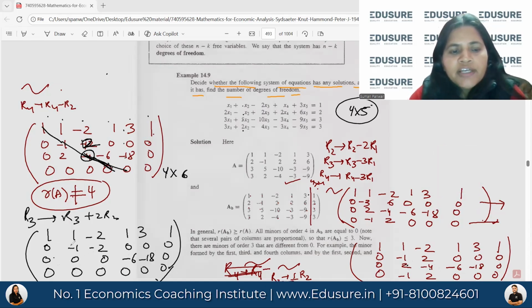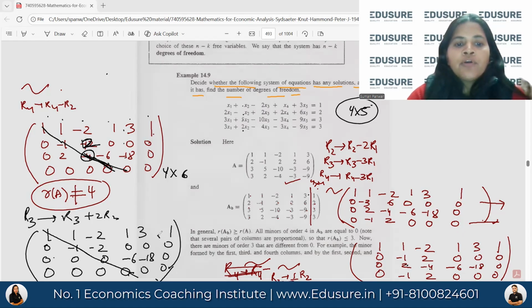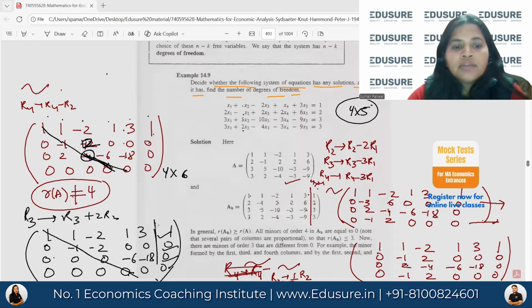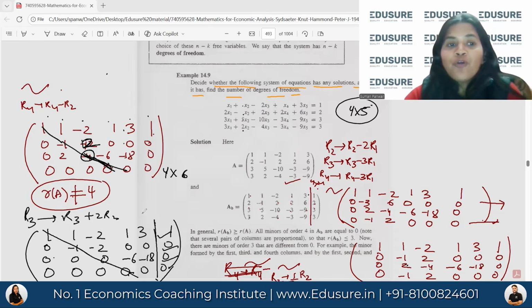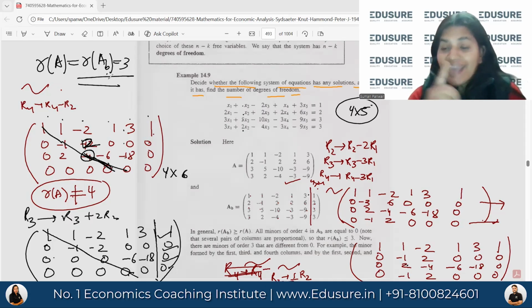So I have converted the matrix into a triangular form. And you can notice that in this triangular form, the number of non-zero rows in both A and the augmented matrix will be 3. Okay. So what does it mean? It means that the rank of the matrix and the rank of the augmented matrix are equal to 3. And hence the solutions will exist.